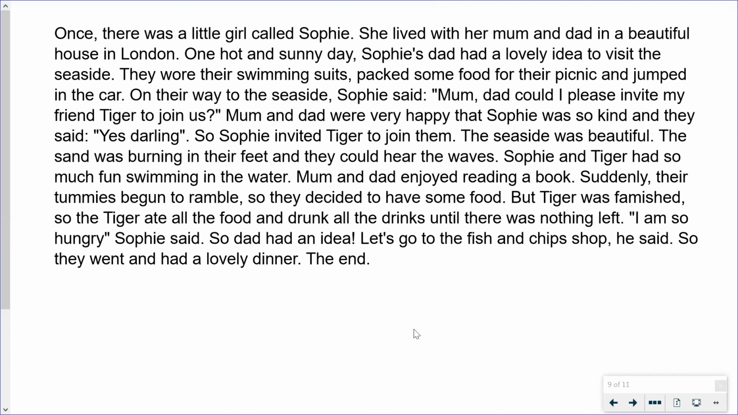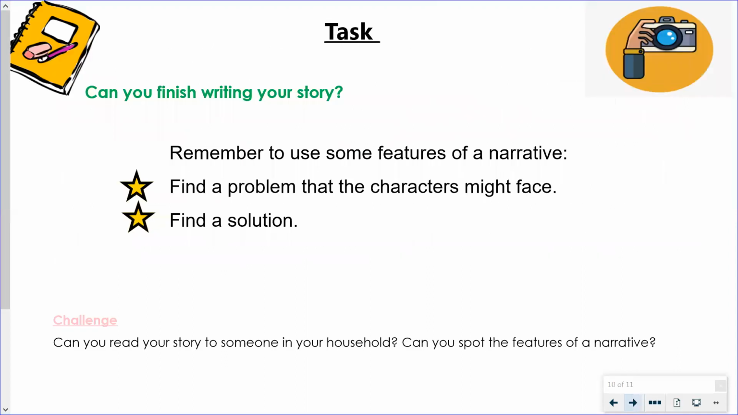But Tiger was famished. So the tiger ate all the food and drank all the drinks until there was nothing left. "I'm so hungry," Sophie said. So Dad had an idea. "Let's go to the fish and chip shop," he said. So they went and had a lovely dinner. The end. I hope you enjoyed my story.